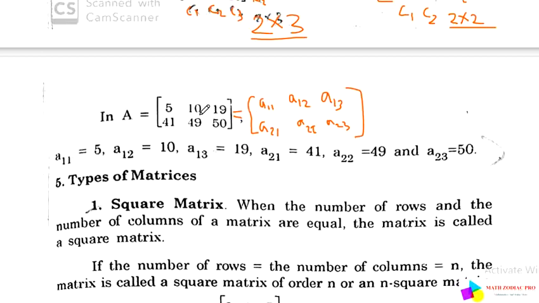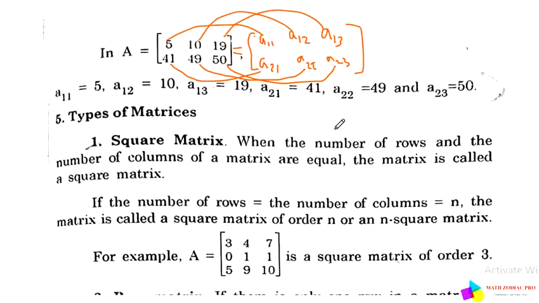So A11 equals 5, A12 equals 10 and A13 equals 90. A21 equals 41, A22 equals 49 and A23 equals 50.